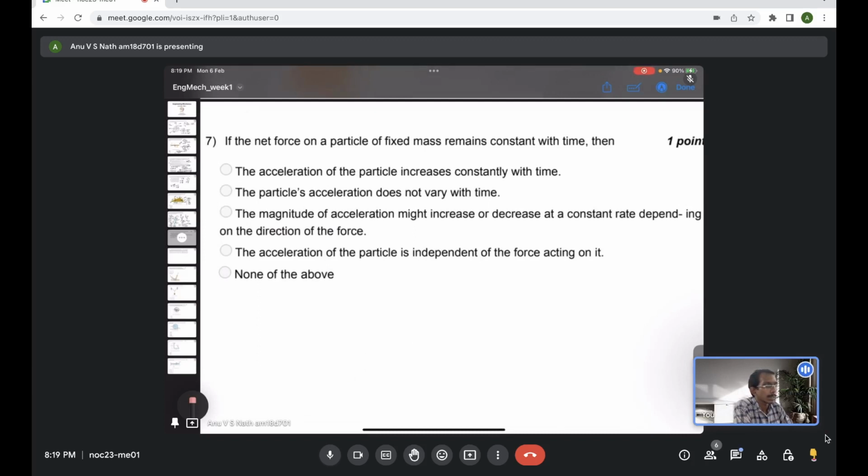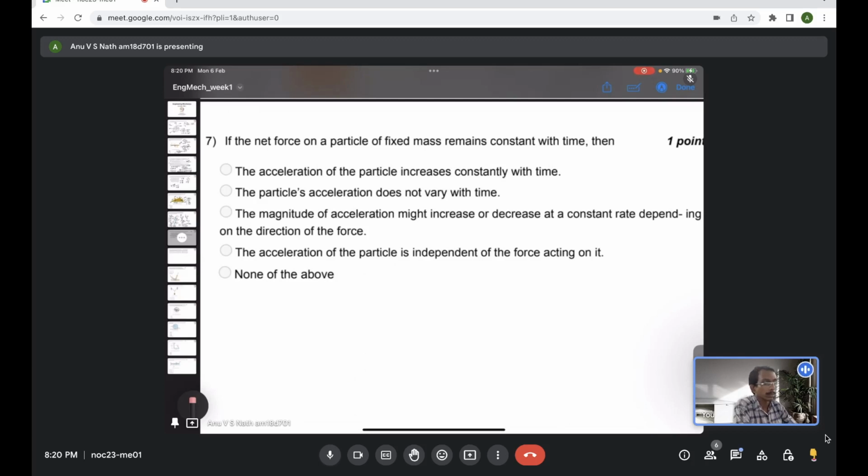If the net force on a particle of fixed mass remains constant with time, then which of the options are correct? This is an MCQ type question, so only one answer is correct. There are no multiple correct answers.